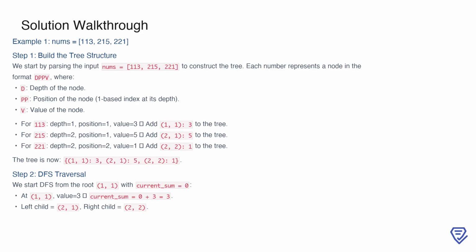Using this information, we construct a tree represented as a dictionary: (1,1): 3, (2,1): 5, (2,2): 1. With the tree structure in place, we proceed with a depth-first search, DFS, traversal, starting from the root, (1,1), with an initial current sum of 0. At the root, the value is 3, so we add it to the current sum, resulting in current sum equals 3. The root has two children, a left child, (2,1), and a right child, (2,2), and we will explore these paths one by one.